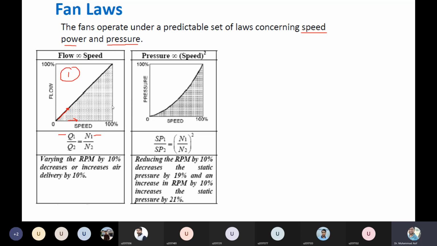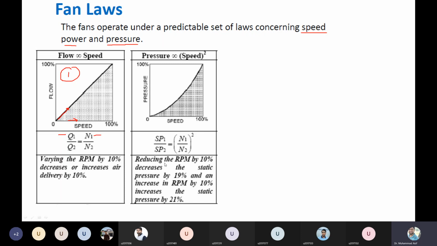The second fan law is the relationship between the pressure and the speed. The pressure is directly proportional to the square of the speed. Now the pressure means the static pressure. So the static pressure has a relationship to the square of the speed: SP1 divided by SP2 is equal to (N1 by N2) raised to the square.